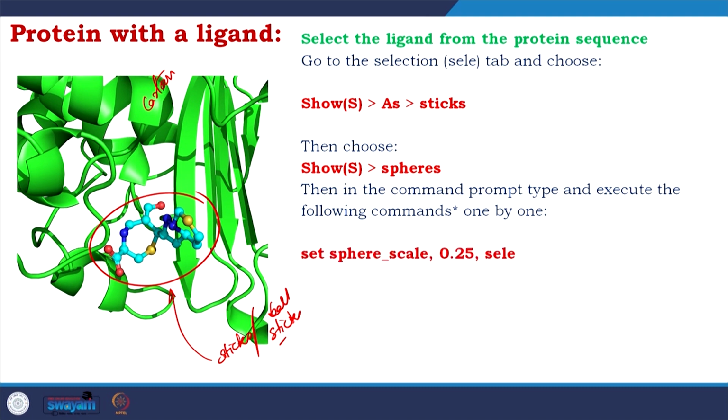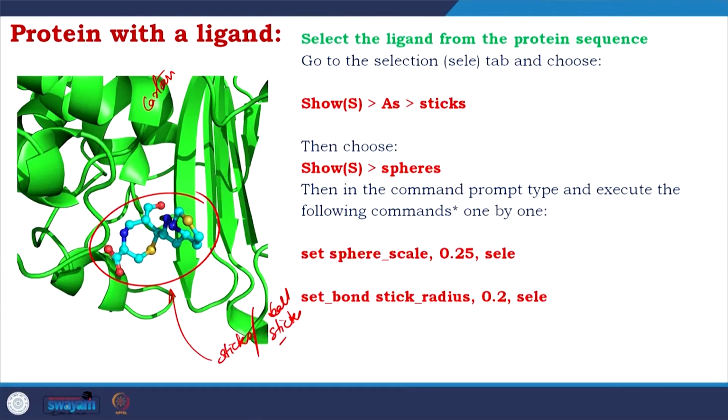Then in the command prompt type and execute the following commands one by one. set sphere_scale 0.25, select. So, what you are doing, you are making the size of the stick and sphere optimized. set stick_radius 0.2, select.